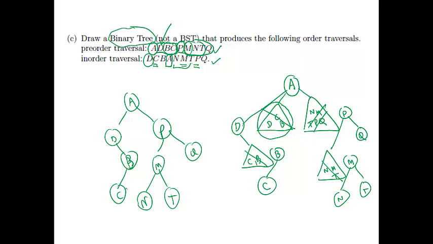So note that the key goal of this problem is that given two orders, pre-order and in-order, you should be able to find the shape of the tree. Now, you can only do this with either in-order and post-order or in-order and pre-order. But if you're given pre-order and post-order, you will not be able to uniquely determine the shape of the tree.